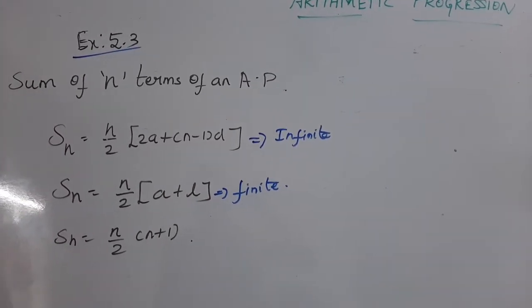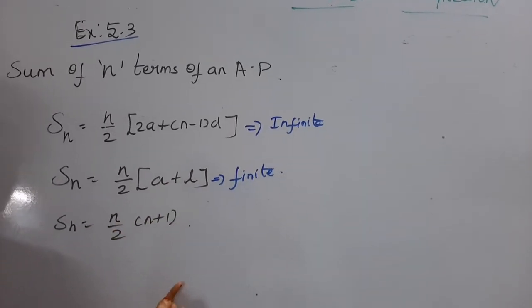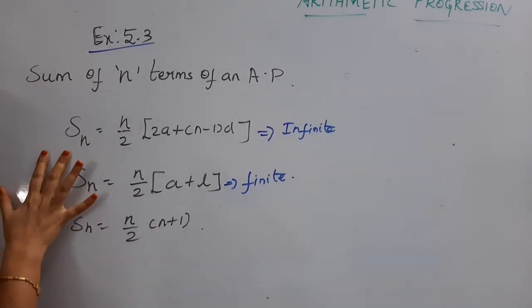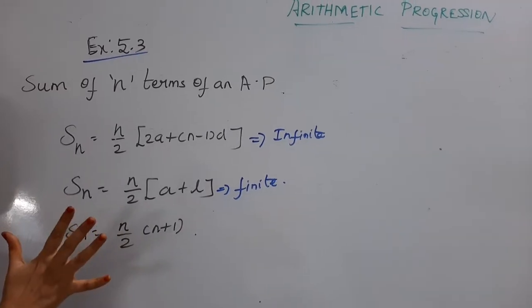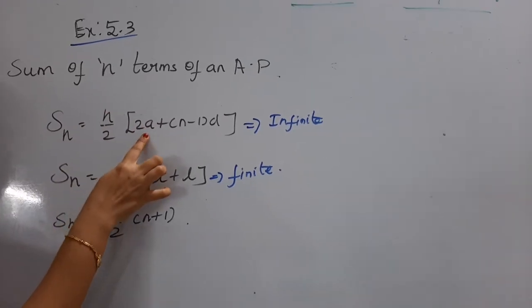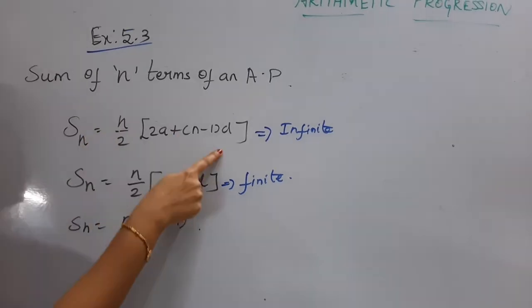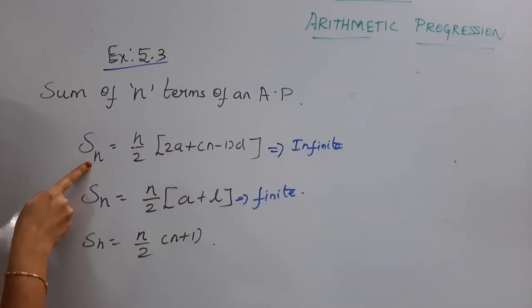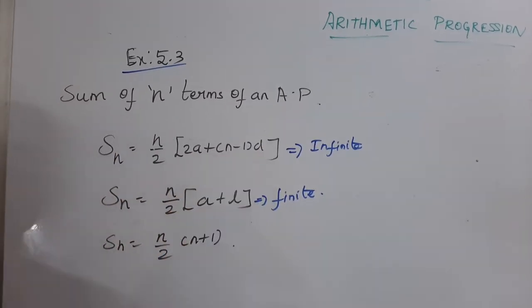So what does it mean, children? When you have an infinite series, we will know a and we will know d. The question will be posed like, find S10. An infinite series will be given and they will ask you to find the sum of 10 terms. That time the Sn formula will be n by 2 into 2a plus (n minus 1) into d, because n is given as 10. The series is also given, so we will find a and d, so that we get the sum of 10 terms using the formula n by 2 into 2a plus (n minus 1) into d.